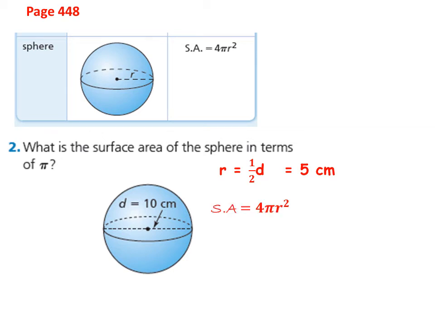Now, write the formula. Surface area equals 4 pi r squared. Now substitute, only substitute with 5 for r. Don't substitute with 3.14 or 22 over 7 because the question says in terms of pi. So the answer is 4 times pi times 5 squared. 5 squared is 25. 25 times 4 is 100. So the answer is 100 pi square centimeters.